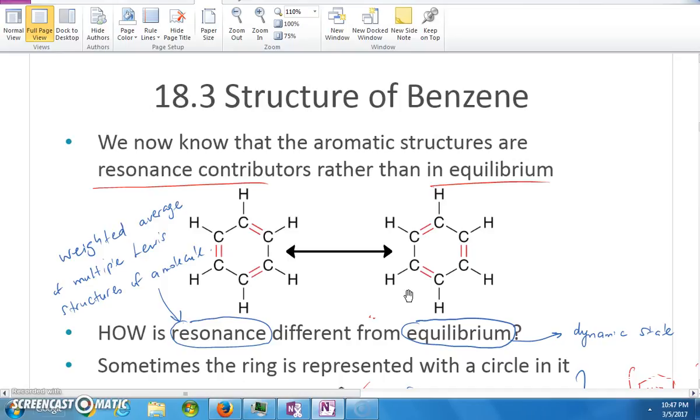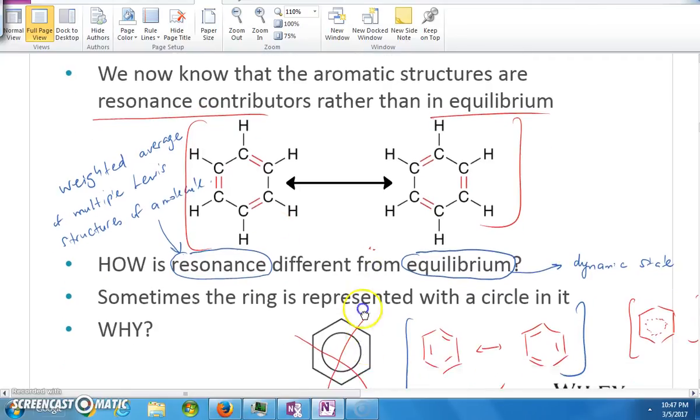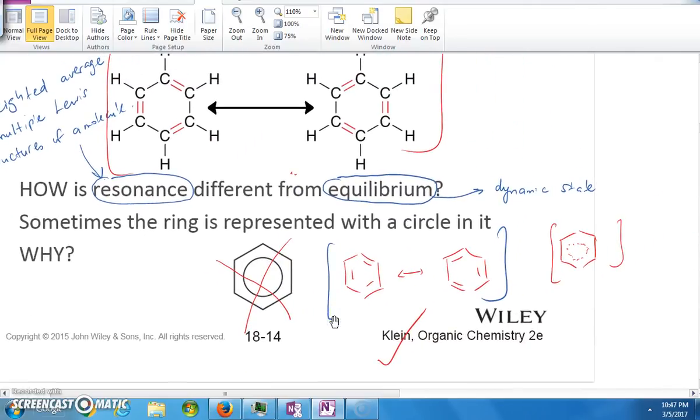So these are all simple requirements for a system to be at equilibrium. And so, going back to resonance, you know that resonance is simply using multiple Lewis structures to describe the actual structure of the molecule. And so that's why we have to use two Lewis structures here, because one Lewis structure will not be sufficient. And so you can see how we use those two Lewis structures here.